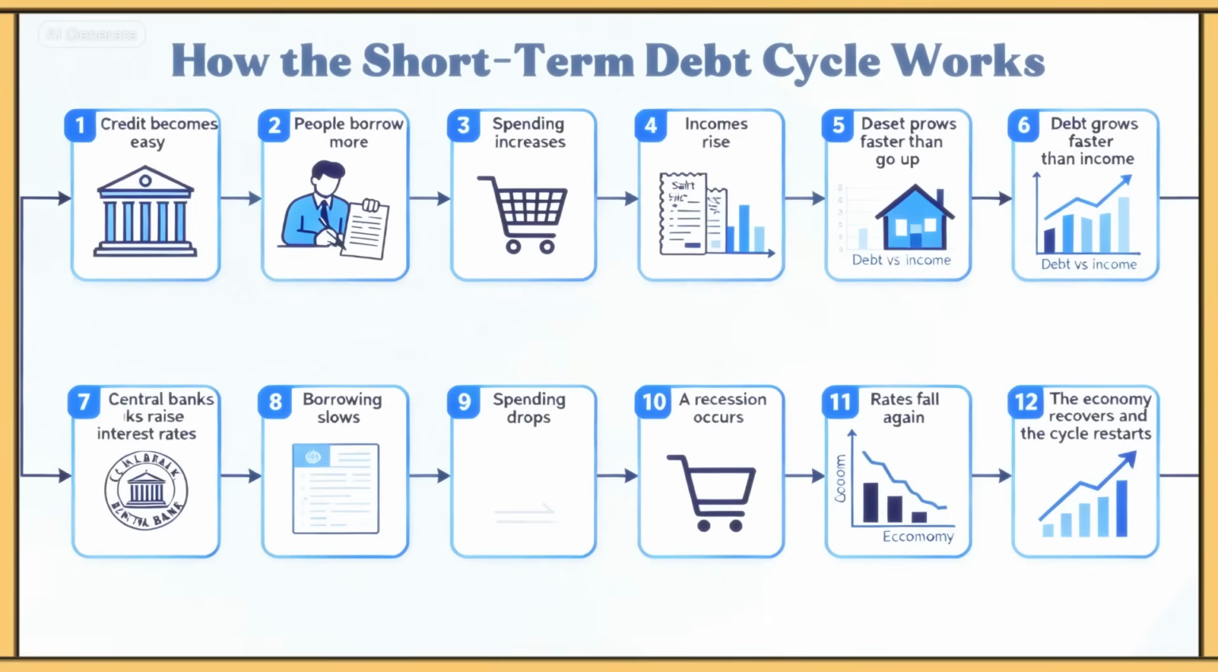5. How the short-term debt cycle works. Here's the typical pattern. 1. Credit becomes easy. 2. People borrow more. 3. Spending increases. 4. Incomes rise. 5. Asset prices go up. 6. Debt grows faster than income. 7. Central banks raise interest rates to cool things down. 8. Borrowing slows. 9. Spending drops. 10. A recession occurs. 11. Rates fall again. 12. The economy recovers and the cycle restarts. This is why we see repeated expansions and recessions.